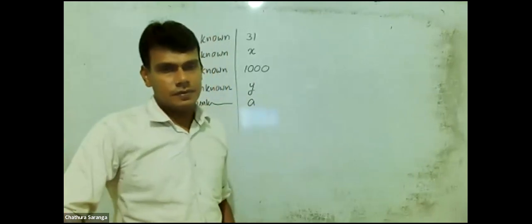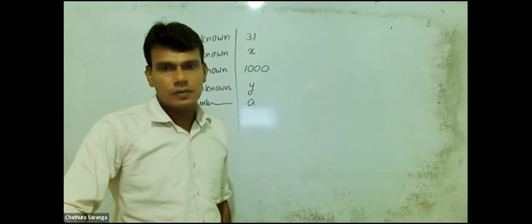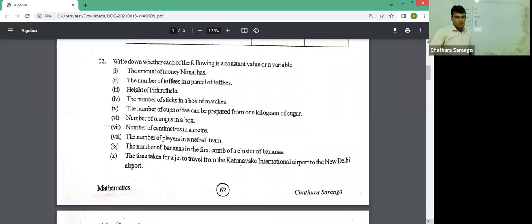Question number 2, very easy. Write down whether each of the following is a constant value or a variable. First one, the amount of money Nimal has, constant or variable? Variable. The money Nimal has can change from day to day. Second one, the number of toffees in a parcel of toffees. Variable. The number of toffees in a parcel can differ; there can be parcels with 50 or with 20. Variable.